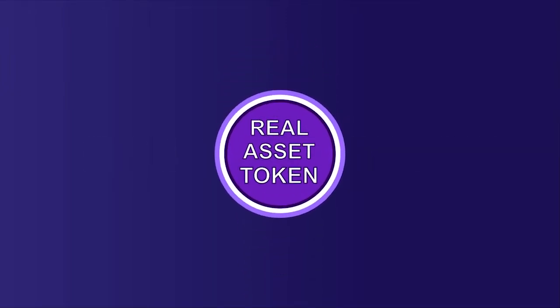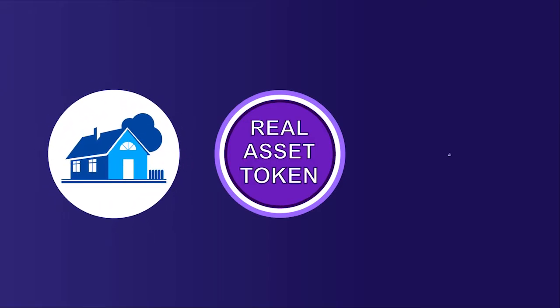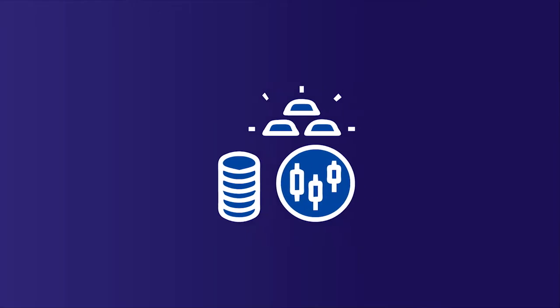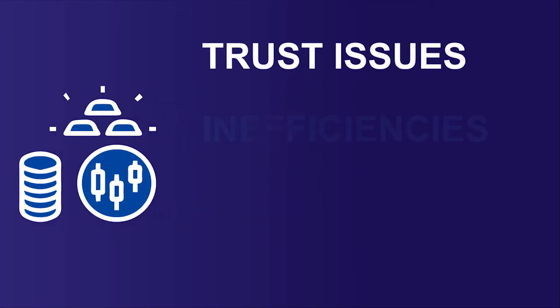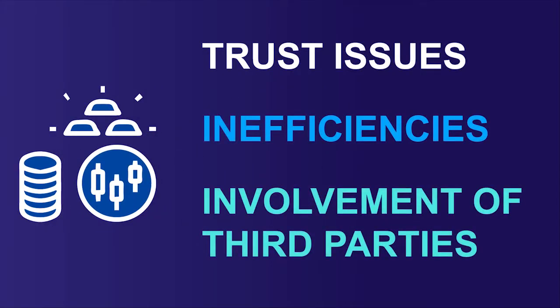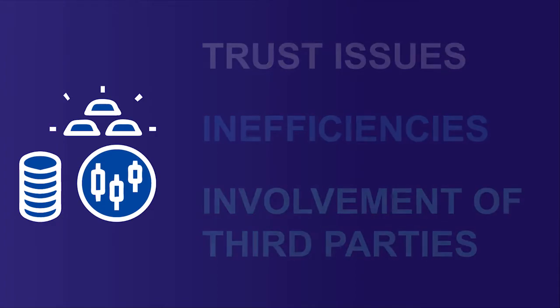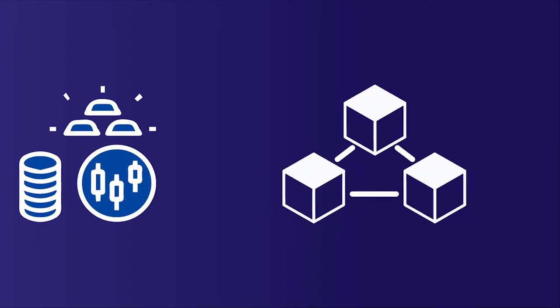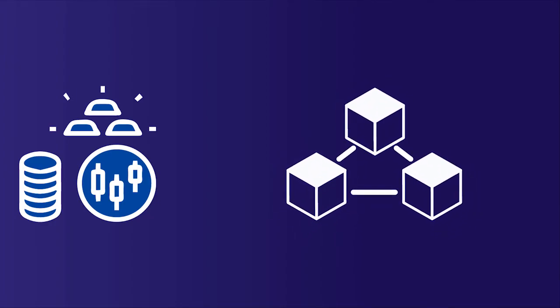They represent the ownership of an asset, such as property or commodities. Commodity-backed are difficult to handle because of its complexity, like trust issues, inefficiencies, and involvement of third parties. These issues are solved using blockchain technology that offers a transparent recording of complicated transactions and track goods that reduce fraud.